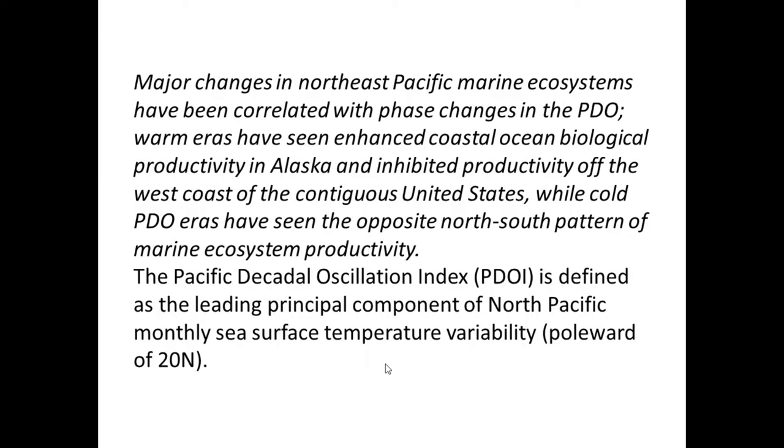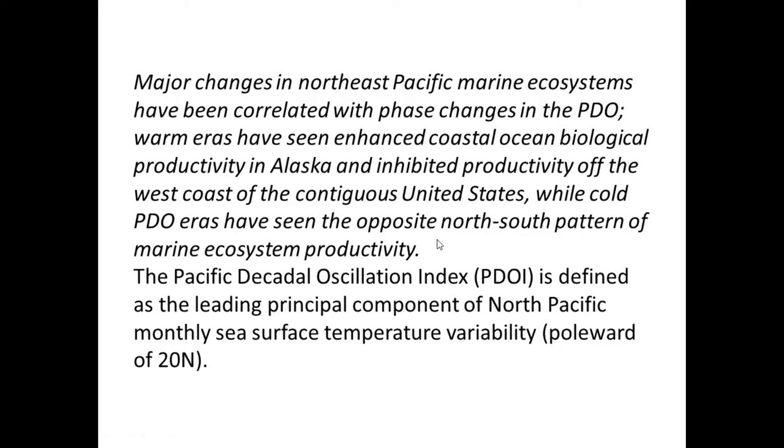Major changes in Northeast Pacific marine ecosystems have been correlated with phase changes in the PDO. Warm eras have seen enhanced coastal ocean biological productivity in Alaska, but inhibited productivity off the west coast of the contiguous U.S., while cold PDO eras have seen the opposite north-south pattern. So in warm eras, Alaska enjoys increased biological productivity, the west coast of the U.S. not so. In cold PDO, it's the reverse.